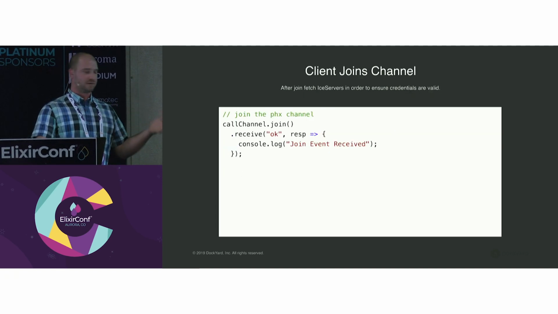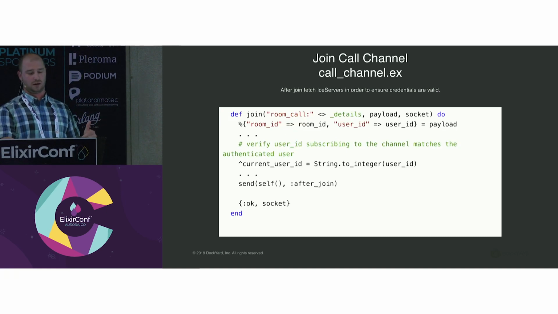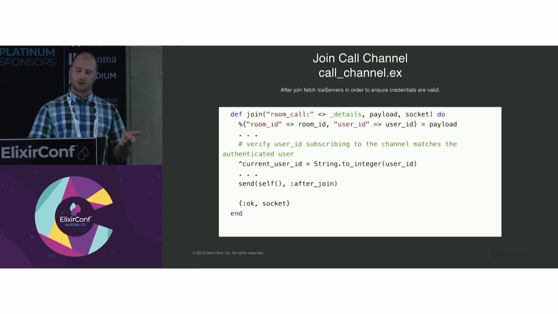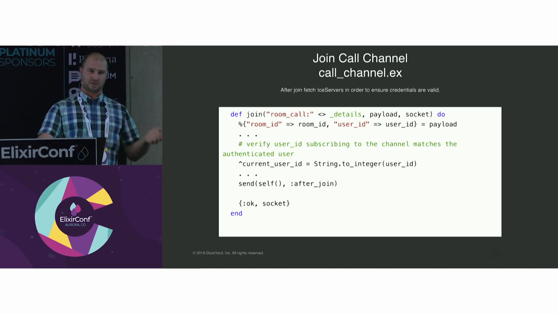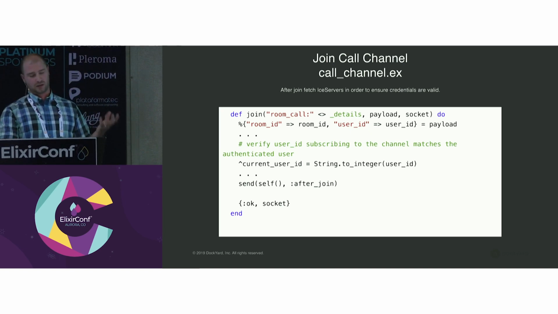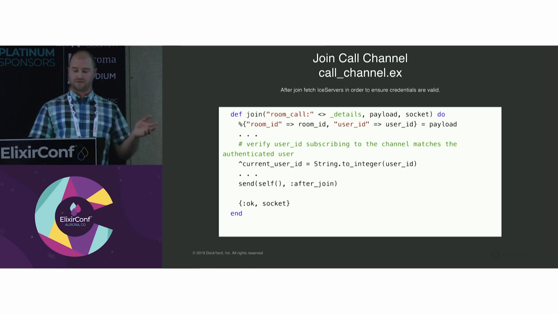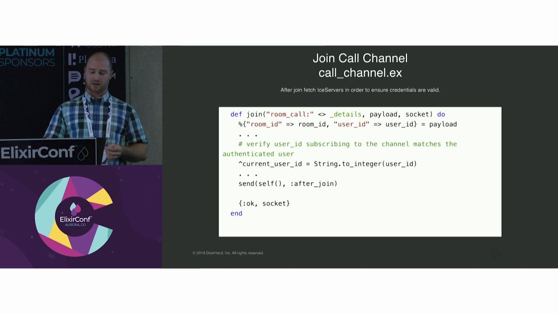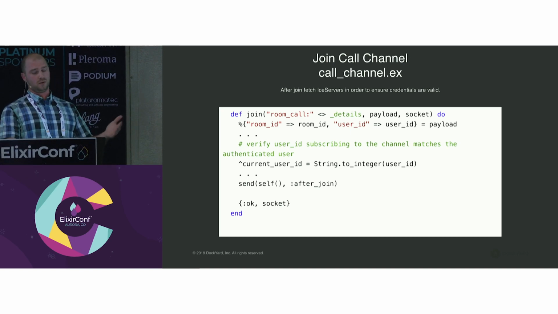Join event, standard Phoenix channel, nothing special there. In the join call on the Phoenix channel, there's really not a whole lot going on, but this is where you can also validate that the user is correct, and you could always bounce them out of the channel. So you have that control again of the call process. And then a little thing I have at the end, which I think a lot of people know, but some may not: after join, you send a message to yourself. If you want to do something asynchronously after joining the room, you can just send a message to yourself, and it's super handy.